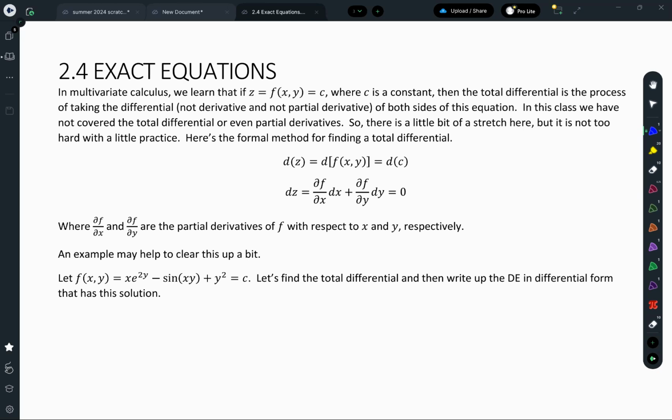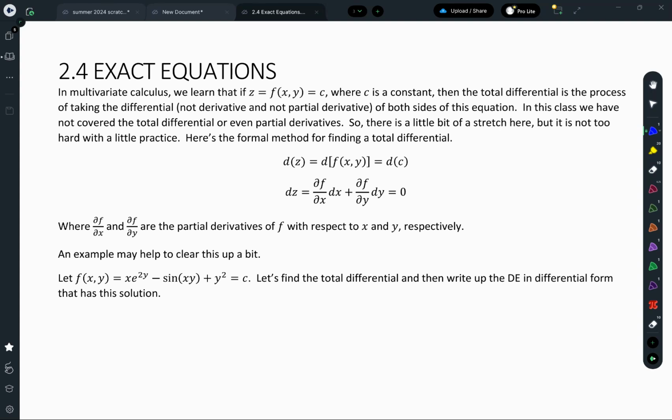So before I can talk about exact equations, though, we have to take a dive through some multivariate calculus. And I realized that multivariate calculus is not a prerequisite for this course. So I'm going to do a quick little mini lesson on what's going on here.